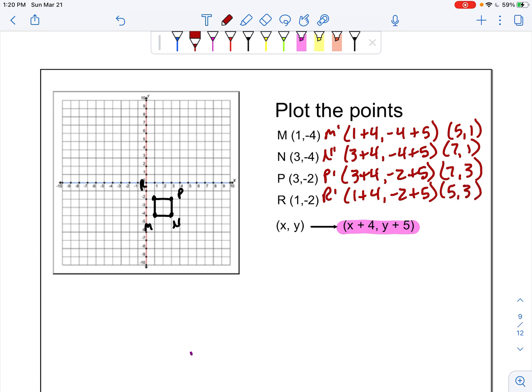And then I can just come over to the graph and plot them. So I have 5, 1. There's my M prime. 7, 1. There's my N prime. 7, 3. There's my P prime. And then 5, 3. There's my R prime. So you can do them either way. Does not matter to me.